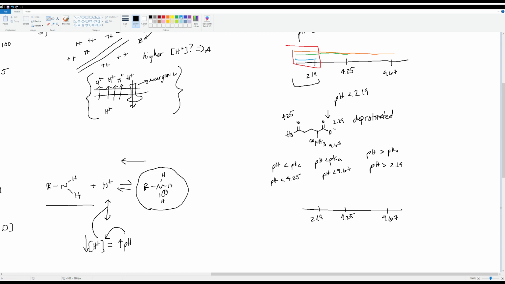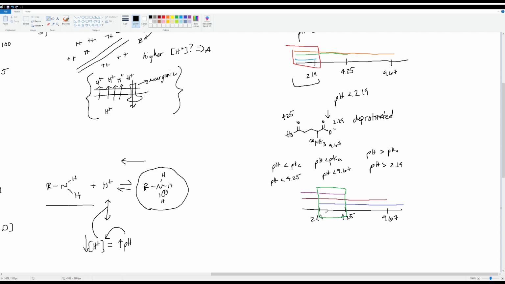This is personally how I solve these types of questions, but you can do whatever you want. Whatever works for you, whatever makes sense for you. This is just how I personally solve it. So we know my pH for the lower one needs to be greater than 2.19. It needs to be less than 9.67. And it needs to be less than 4.25. And we're looking for the point where all three overlap, which is this range here.